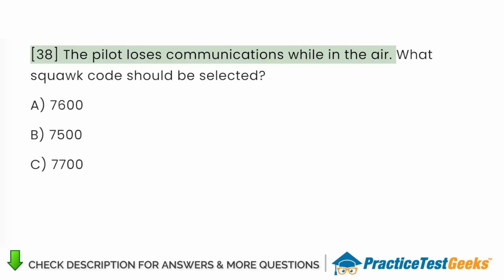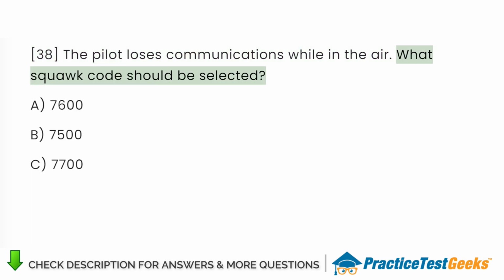The pilot loses communications while in the air. What squawk code should be selected? A. 7600. B. 7500. C. 7700.